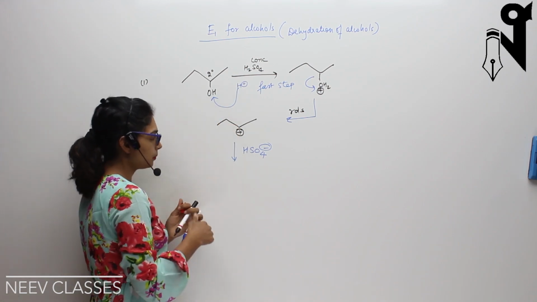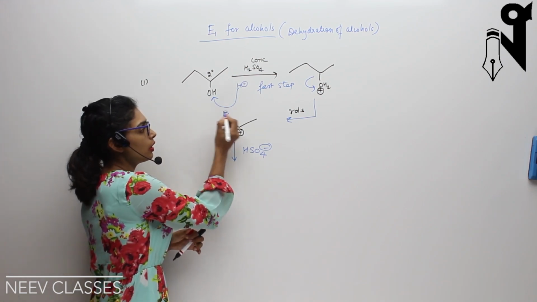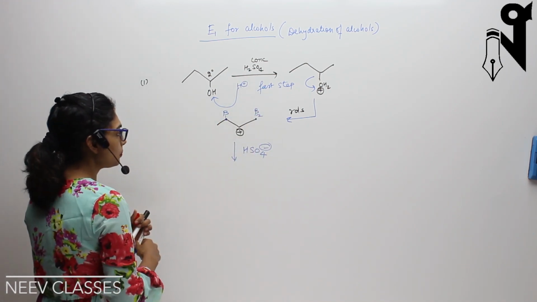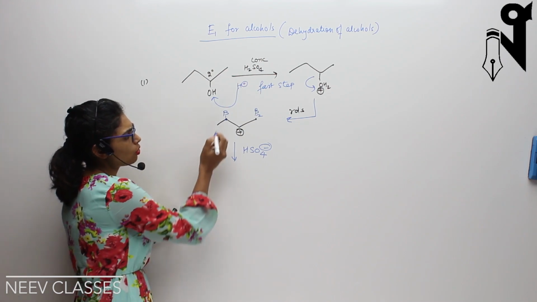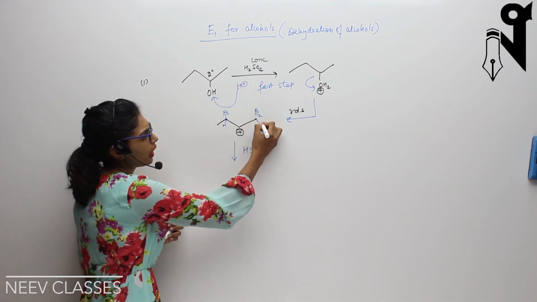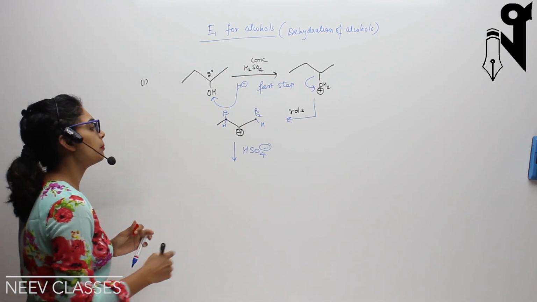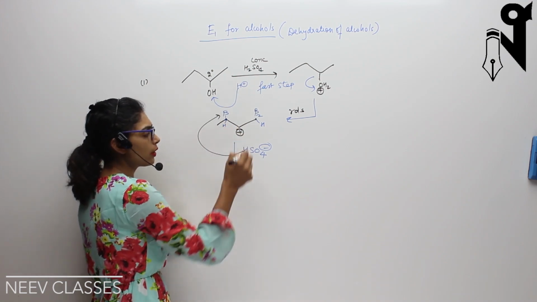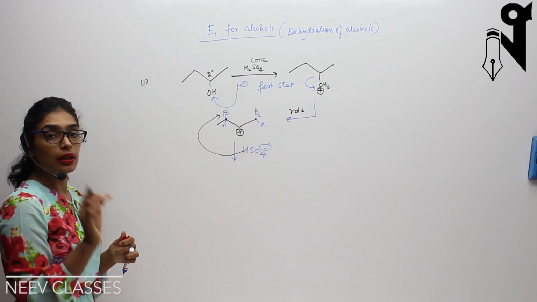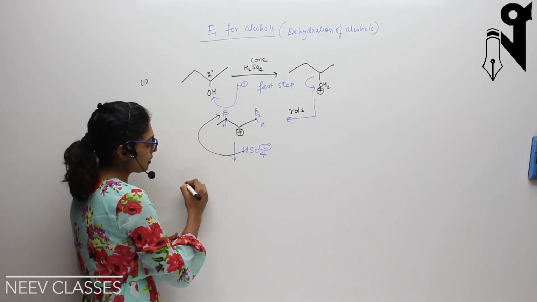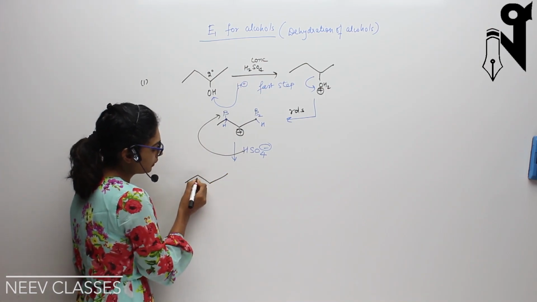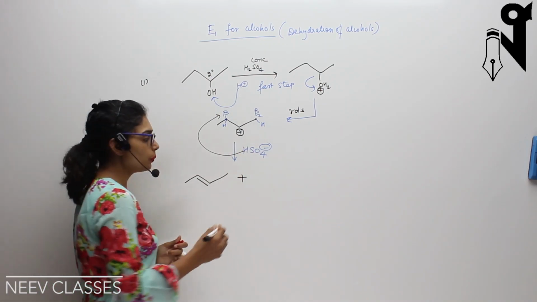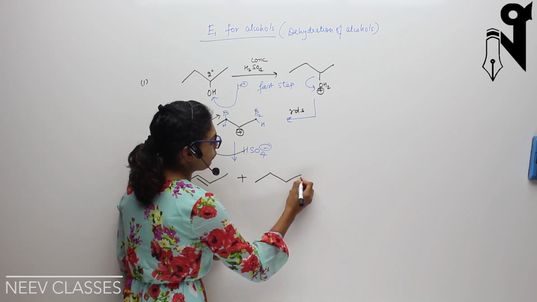So this is my beta carbon, and this is my other beta carbon. Let's mark them beta 1 and beta 2, and let's mention the hydrogens over here. So this is hydrogen, and this is also hydrogen. If HSO4 minus attacks beta 1 and removes the hydrogen from the beta 1 carbon, the alkene formed would be this. Whereas if the hydrogen removal happens from beta 2, the alkene formed will be this.